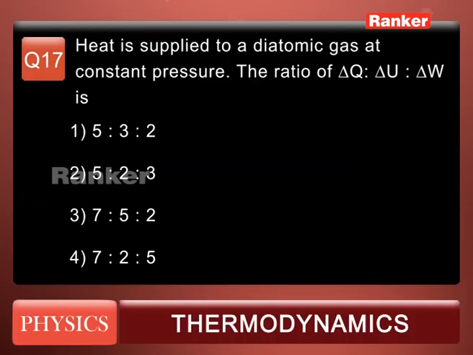In question number 17, heat is supplied to a diatomic gas at constant pressure. The ratio of delta Q, delta U and delta W is. First option 5:3:2. Second option 5:2:3. Third option 7:5:2. And the fourth option 7:2:5.